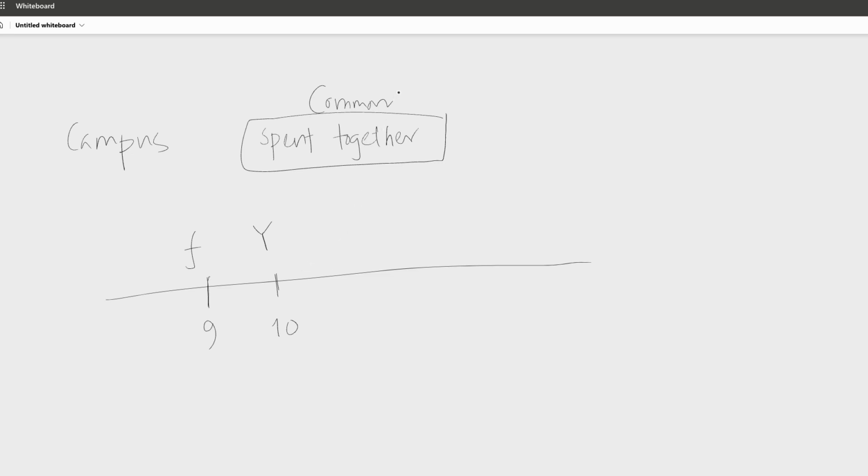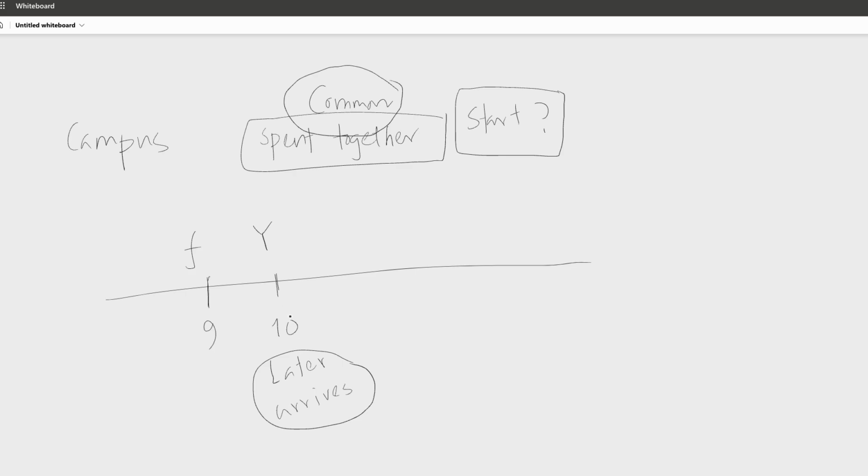In order for a common area to exist, when that common portion starts, it must start from the later arrival, whoever arrives late. Before this later arrival, there weren't two persons, there was only one person. So obviously it is common sense that the later arrival point will be the start of the common portion.